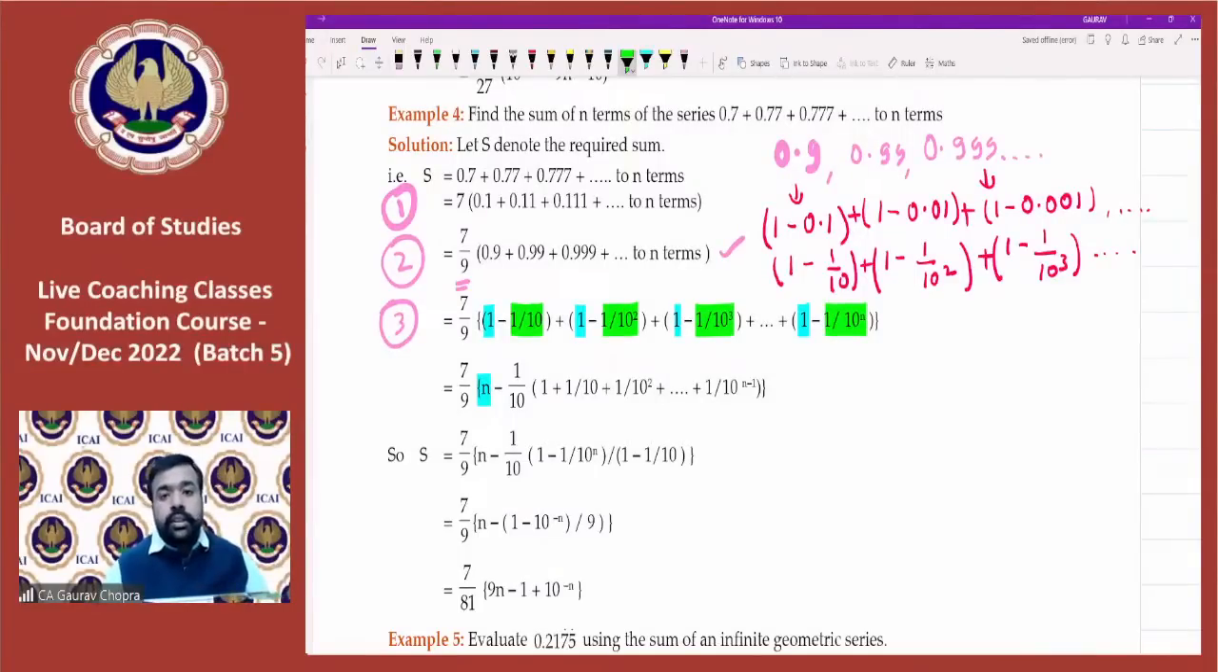So this is geometric progression. So it can be written all together, and 1 by 10 is taken as common. So 1 by 10, then 1, 1 by 10, 1 by 10 square, and last number will be 1 by 10 to the power of n minus 1. So we have separated the series. The first series was AP and the second series becomes GP. Okay, so here we have done separation.